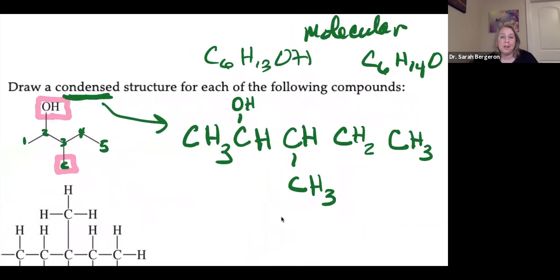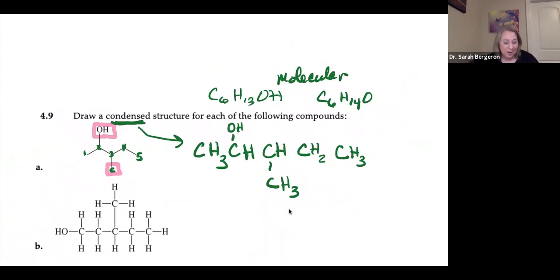So be careful with molecular formula, condensed structure, skeletal structure, and Lewis structure. So we actually are showing 4 different things right here. This one is skeletal. This one is Lewis, right? And then the one that we just drew is our condensed form, okay?